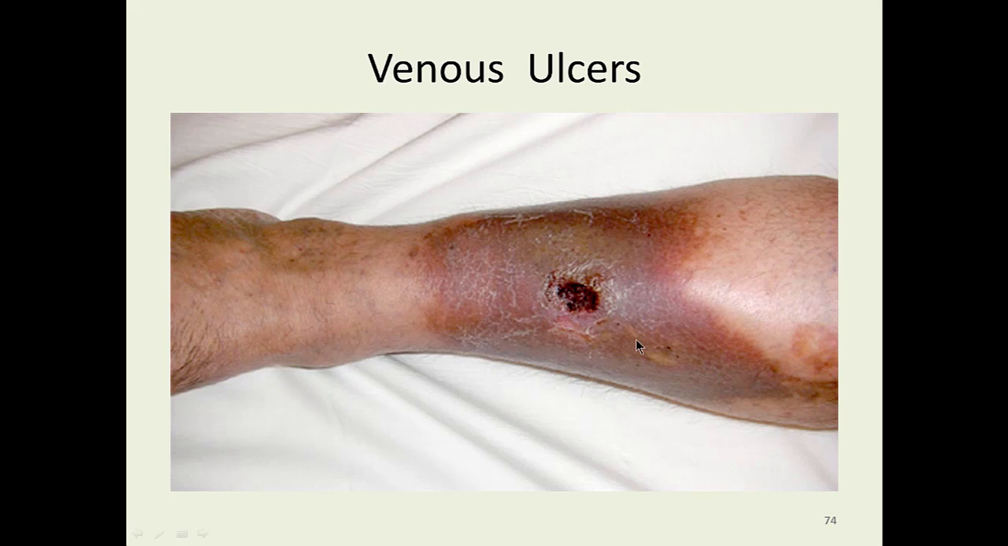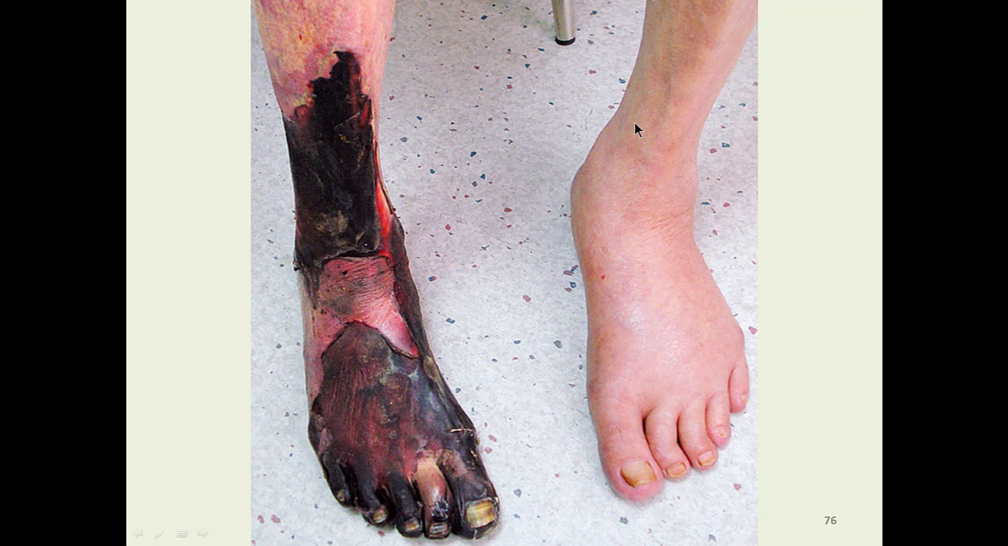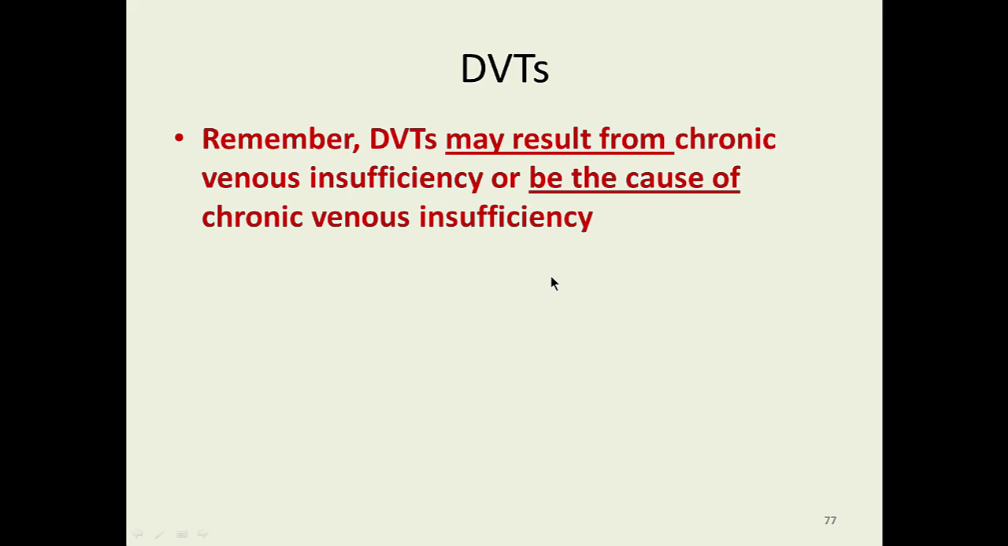And then venous ulcers can occur. So much venous pressure has occurred in this area that it's actually caused a wound. It's killed all the cells in the region, and now we've got a venous ulcer. It can get pretty nasty looking, and it can even progress to gangrene. So remember, DVTs may result from chronic venous insufficiency, or they may be the cause of chronic venous insufficiency. Know this slide.